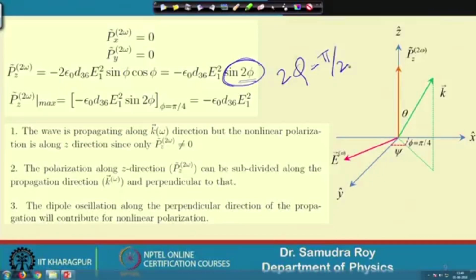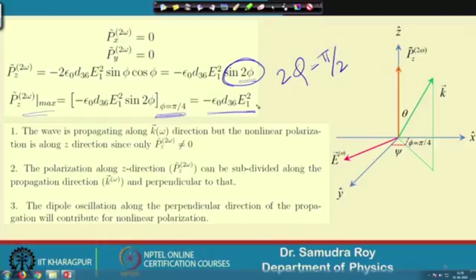So, at sin pi by 2 we know that we have maxima. So, here the angle is 2 phi. So, phi has to be pi by 4, the angle for which we will get the P z maximum. So, P z maximum as written here is this quantity at phi equal to pi by 4, which is simply epsilon 0 d 3 6 E 1 square.